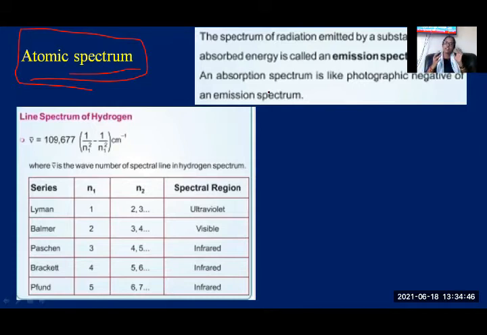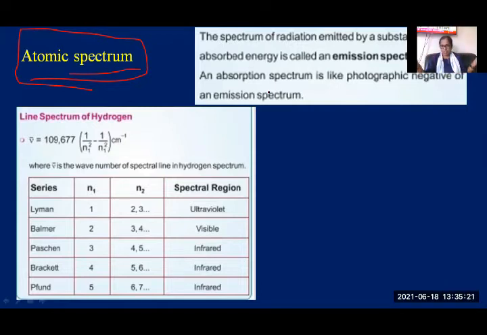On the other hand, if it is because of the absorption of energy, then it is called an absorption spectrum. So we can have two types of spectrum: emission spectra, obtained from the radiations emitted by the substance, or absorption spectrum, obtained by the absorption of radiation. So first, hydrogen, because the simplest atom is hydrogen.